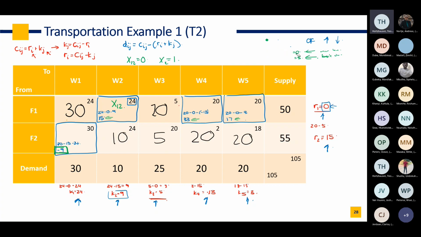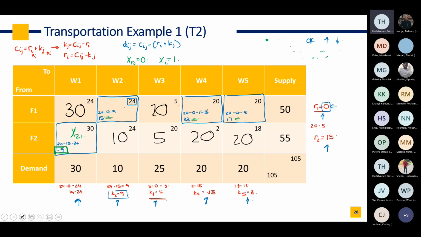So what we're going to do now is bring x21 into our solution. We want to make it go from 0 to something of positive value. How can we go about doing that? Now we need to look at the fact that the constraints need to be met.